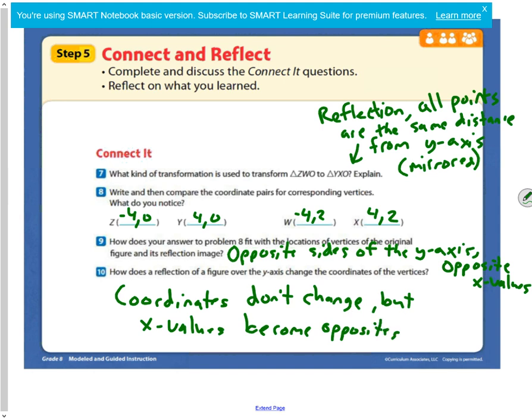Now again, follow-up question would be, how does the reflection of a figure over the x-axis change the coordinates? It would just be the opposite. The coordinates don't change, but the y values would actually be the opposites. And you can test that out on a graph as well. These are just some unique patterns, some unique relationships we see with coordinates when you do, in this case, reflections.